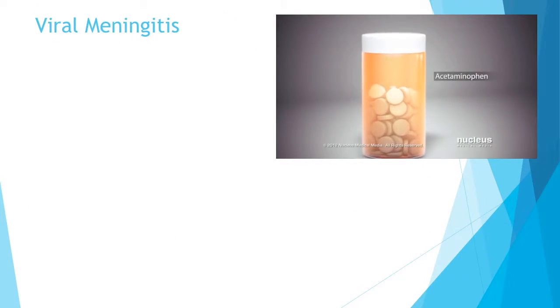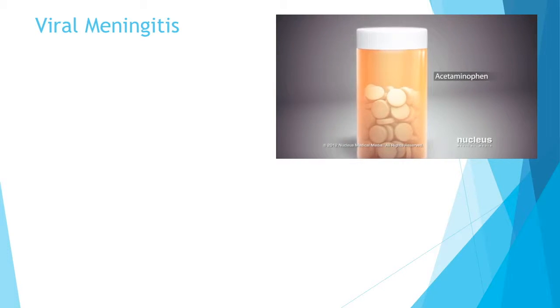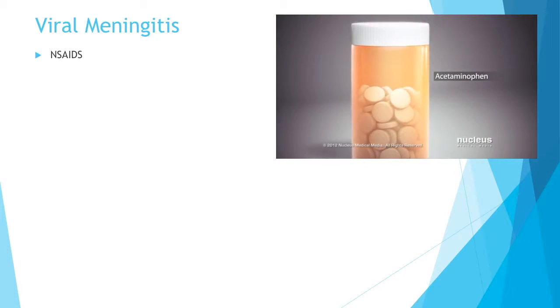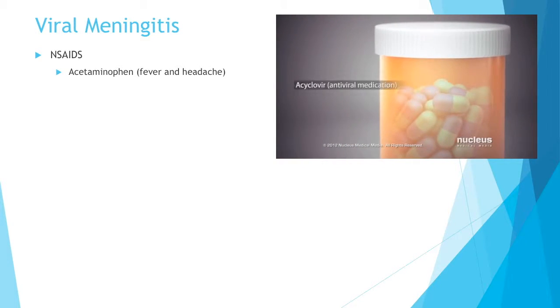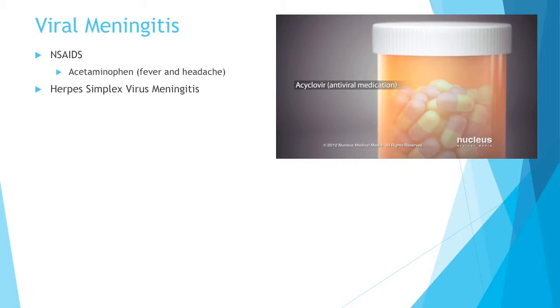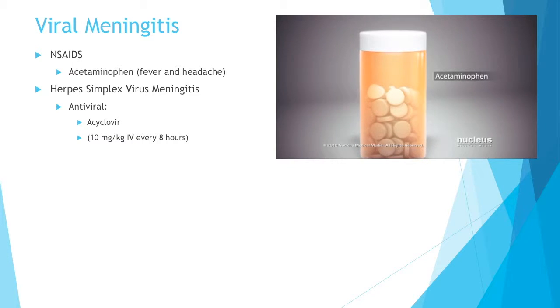In a patient with viral meningitis, doctors may prescribe non-steroidal anti-inflammatory drugs such as acetaminophen for fever and headaches. For meningitis caused by a type of herpes simplex virus, doctors may prescribe an antiviral medication such as acyclovir.